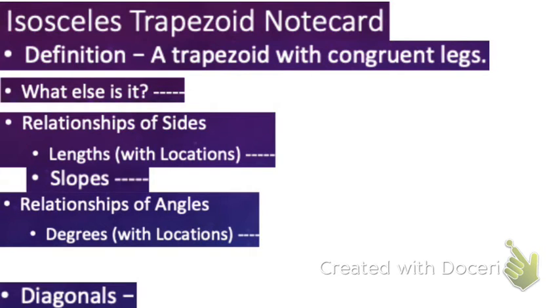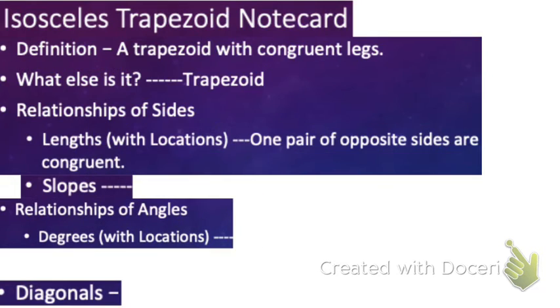Now, does that make sense? When we called something isosceles before, what happened with the isosceles triangle? Two sides were congruent, right? Well, how many sides are going to be congruent in an isosceles trapezoid? Two. So does that kind of follow suit there? Can we use that prior knowledge to help us remember this? Yeah, I think so. Okay.